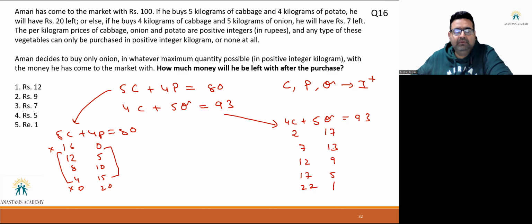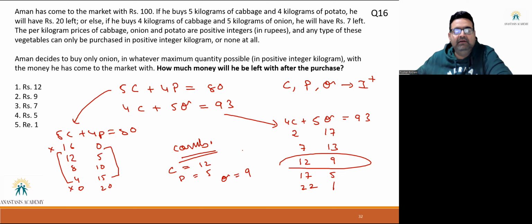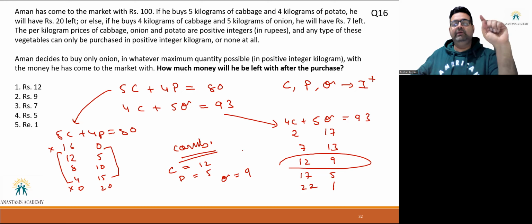Now, see, the possible options for C were 12, 8 and 4. Out of them, the only one which is coming here is 12. 8 and 4 are not. So combining, you get only one answer, which is C is 12, P is 5, and onion is 9. So there were 3 possible solutions here and 5 possible solutions here. Out of them, there was only one combination where C was common, which is 12. So 12, 5, and 9 is my final answer.